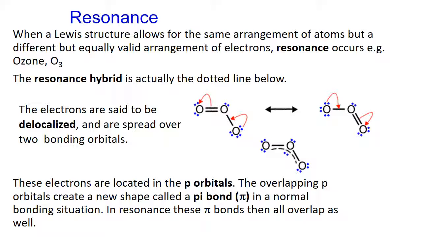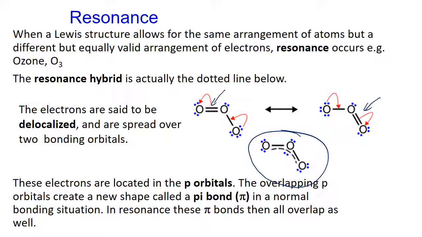The resonance hybrid is actually the dotted line below. Okay, so the electrons are kind of smeared. There are 2 different forms of the ozone. There's one where you have a double bond here, and one where you have a double bond here. And really the state is kind of between these 2 states, and we call this delocalization. Important in organic chemistry later at university, because delocalization is an important part of aromatic chemistry.